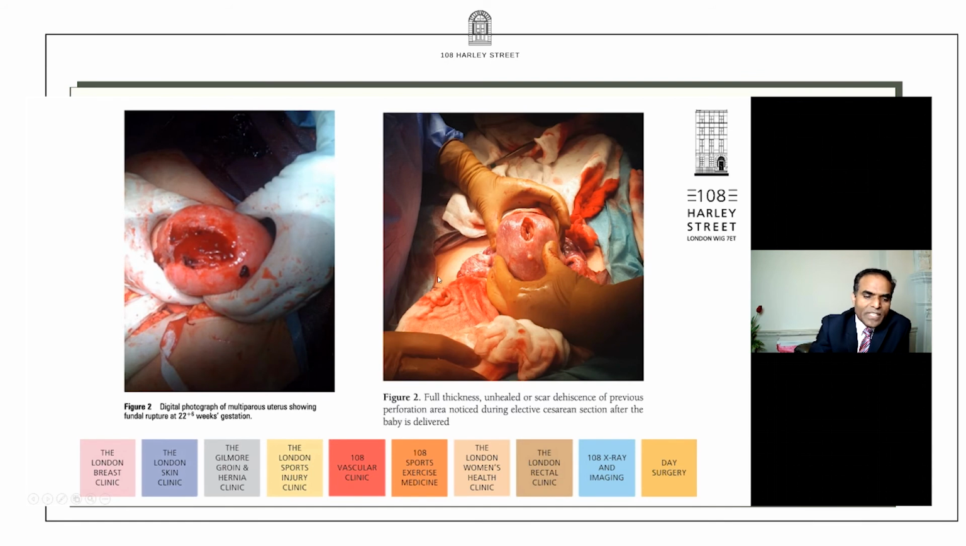The summary of these two cases is that when type 2 and type 1 fibroids are resected, there's a risk that patients may have residual myometrial damage, which may put them at risk of uterine rupture from mid-trimester to third trimester of pregnancy.